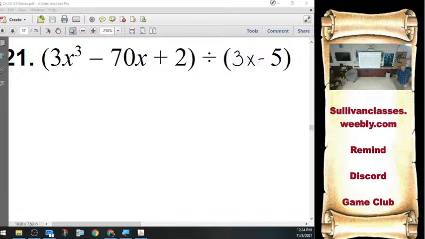I changed that to a 3x minus 5 instead of an x minus 5. It's going to get gross. You're going to have to work with fractions. That's okay. I want you to show me that you can handle fractions. So we should use synthetic division? Yeah. We can't use the other one? If you want to do long division, you're still going to have fractions everywhere. Oh, yeah.